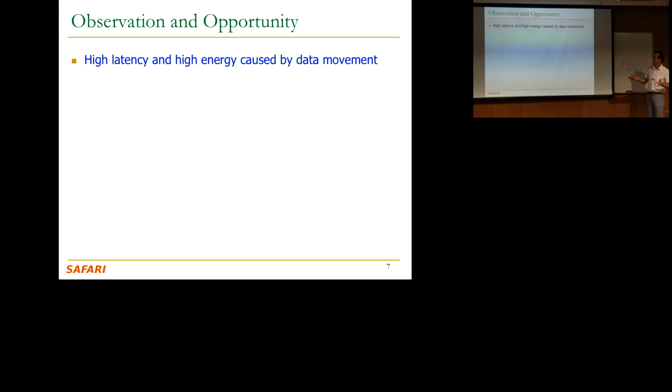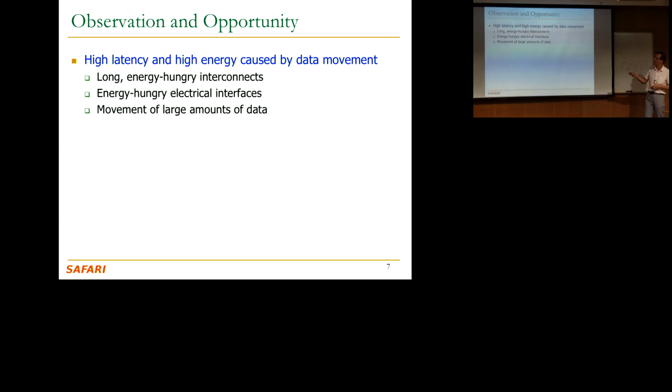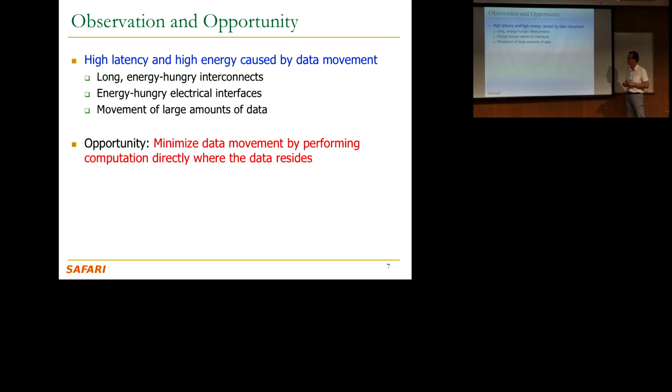So the observation and opportunity is that high latency and high energy are caused by data movement. And I've quantified that. You have long energy-hungry interconnects, energy-hungry electrical interfaces, and we have huge amounts of data moved in the system. And I motivated that with the example application that I mentioned at the very beginning yesterday. The opportunity is we can minimize that data movement by performing computation directly where the data resides, as opposed to going through these huge interconnects, huge electrical interfaces, and moving a lot of data.